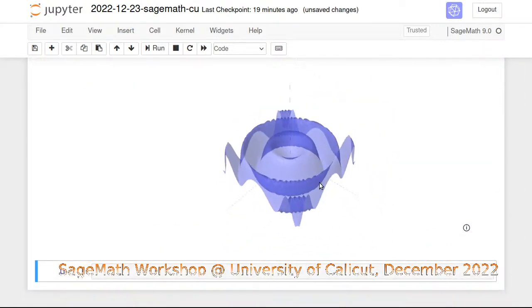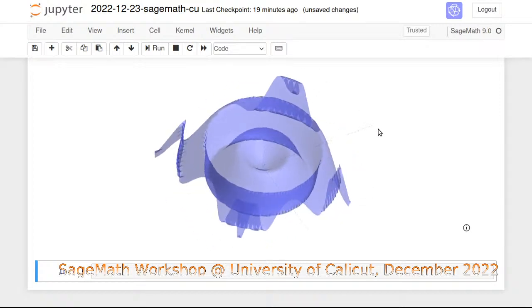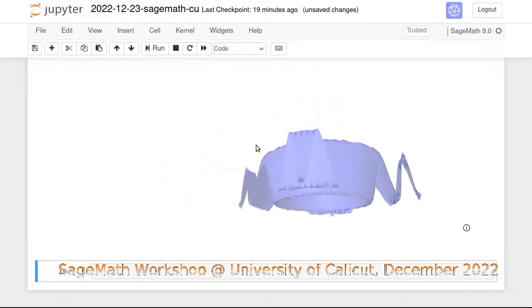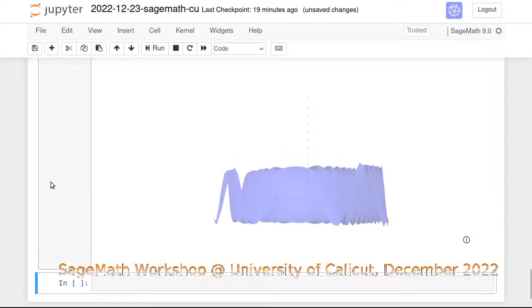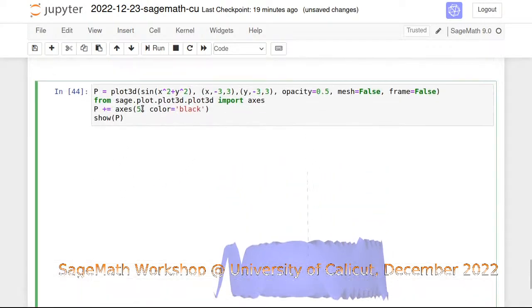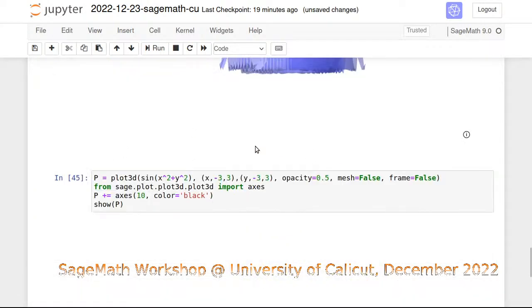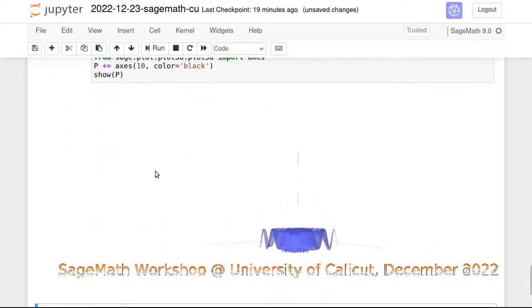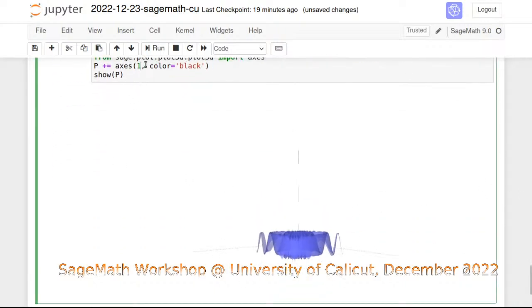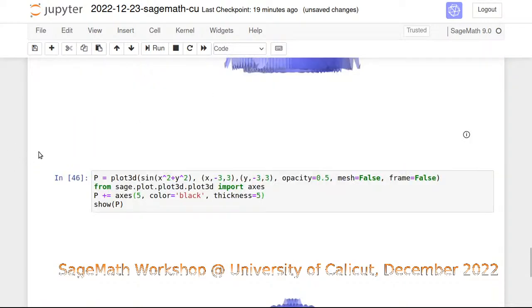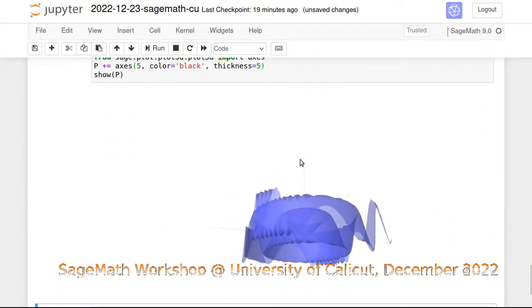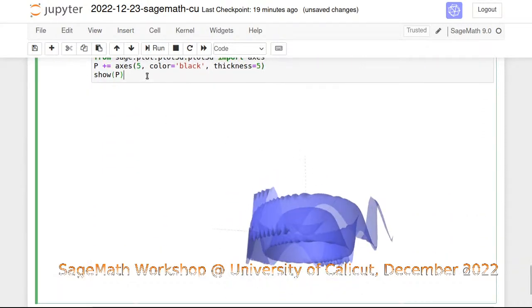Yeah, now you can see that the previous axis is completely gone. We were modifying the previous axis. Now the axis is here, but I don't know whether it's really easy to see. Axis equal to 5. Is there any option to modify the thickness? There doesn't seem to be any thickness parameter.